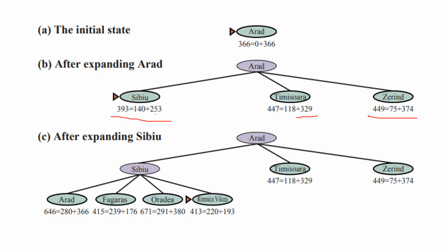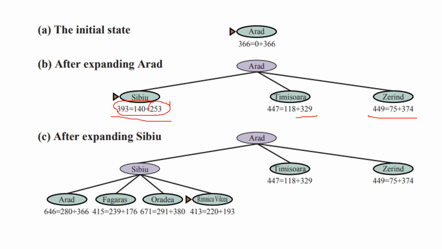So here the CPU has the lowest f of n. You can see it is only 393 when compared to the other two neighbors. So we will expand next from CPU. Some CPU there are four neighbors: Fagras, Arad, Oradia, and then we have Remnicu Vilcia.